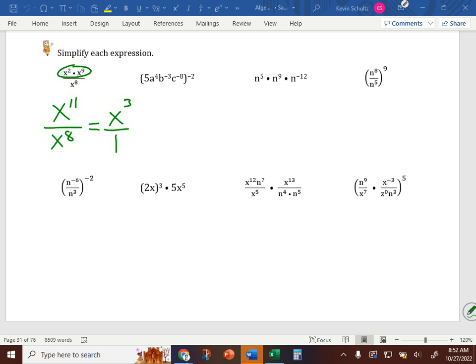But that's how you would do it. Kind of multiple steps here. This next one, 5, a to the 4th, b to the negative 3rd, c to the negative 8th, all that to the negative 2nd power. What rules do you see here?